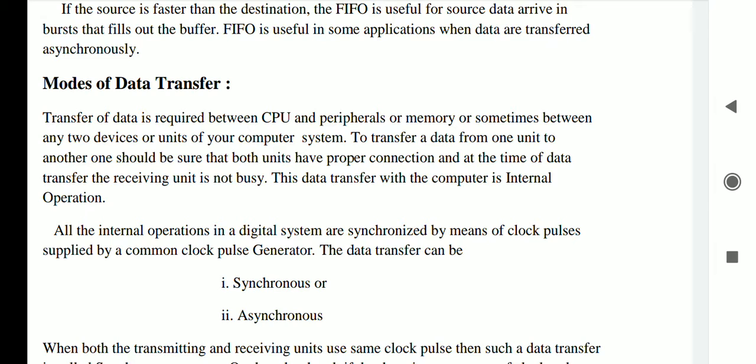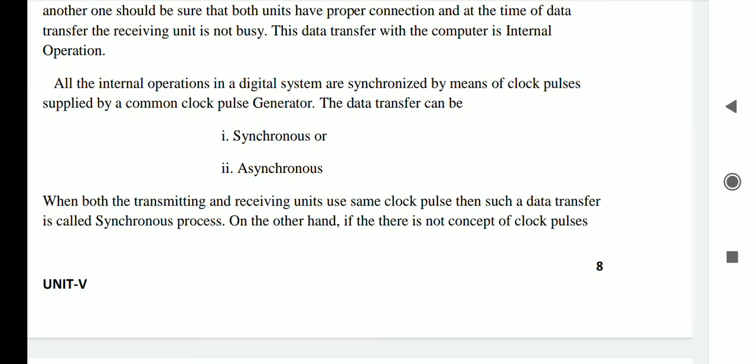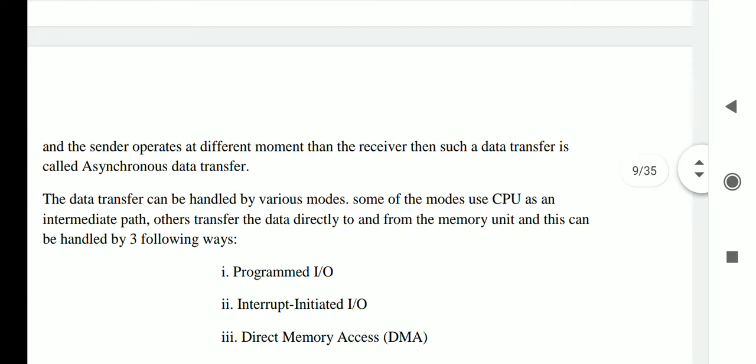All the internal operations in digital systems are synchronized by clock pulses supplied by a common clock pulse generator. The data transfer can be synchronous or asynchronous. When both the transmitting and receiving units use the same clock pulse, such a data transfer is called a synchronous process. On the other hand, if there is no concept of a common clock pulse and the sender operates at a different moment than the receiver, such a data transfer is called an asynchronous data transfer.